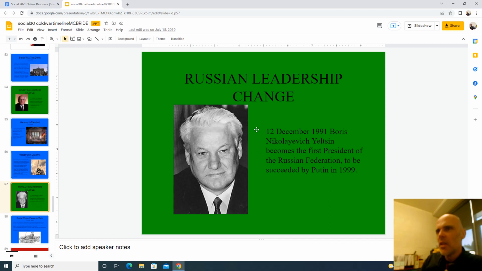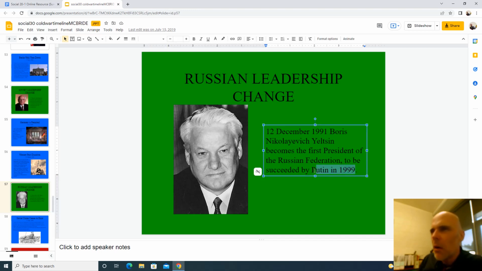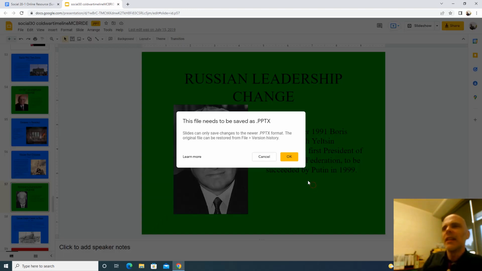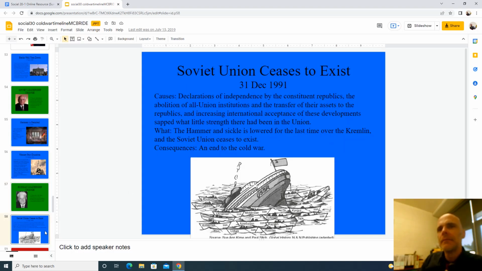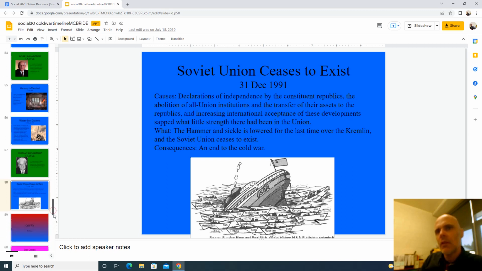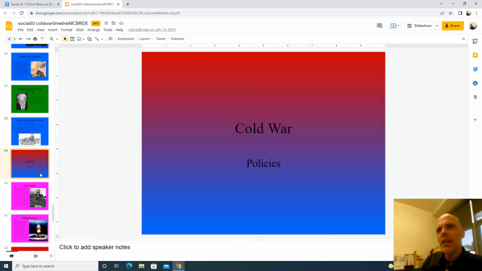You may have noticed that this leader, Boris Yeltsin, when he stopped being leader in 1999, when he resigned, was succeeded by somebody named Putin. And yes, that's the Putin that you're probably familiar with. So that's kind of a key events look at it.